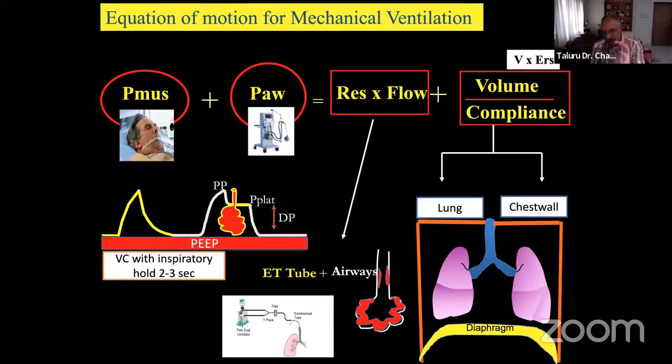Then you put an inspiratory hold for 2 to 3 seconds and write down the plateau pressure. The difference between the plateau pressure and the PEEP is the driving pressure. You note down these three things and then ask the surgeon to put in the incision or create the pneumoperitoneum, or do a change in posture. Then, for any alteration, you know how to work it out.